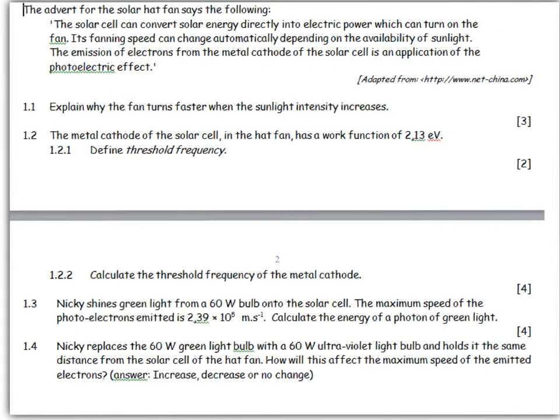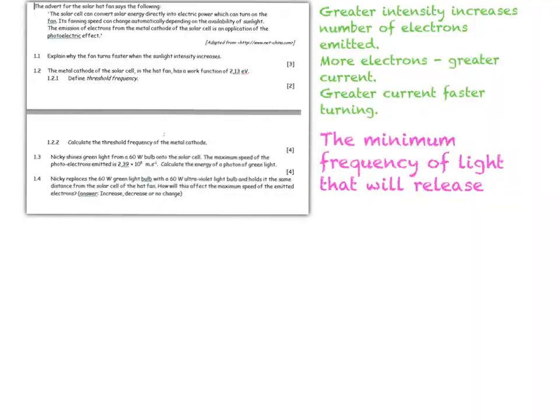So let's see. Explain why the fan turns faster when sunlight intensity increases. The bullets are: the greater the intensity, the greater the number of electrons. More electrons, more current, faster turning. Define threshold frequency. It is the frequency of light that will release photoelectrons.